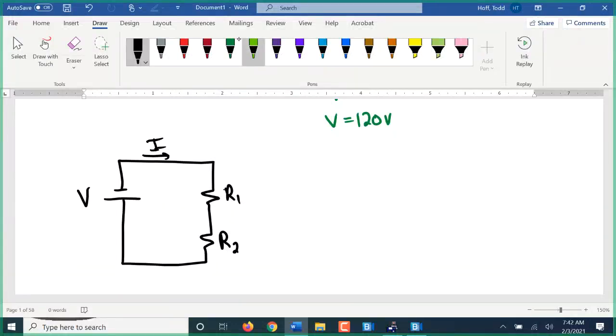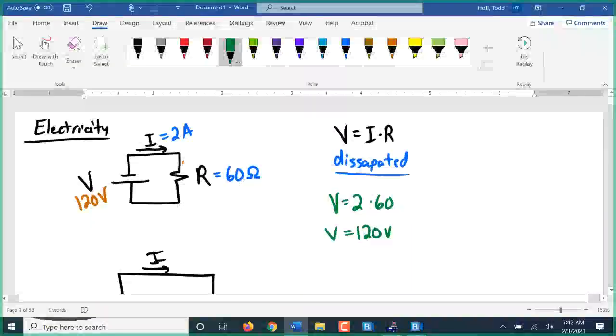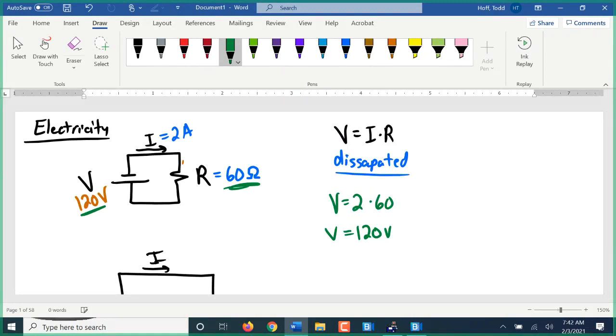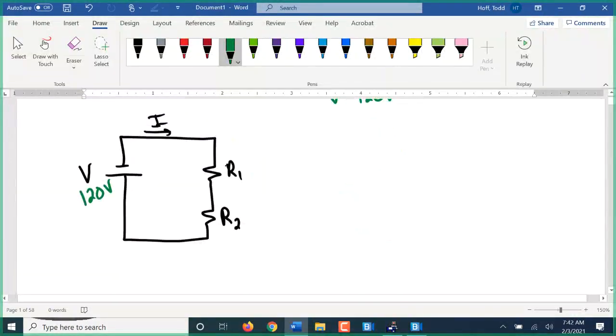Now let's just say that we have 120 volts here again. Up here, we could have found the current if we wanted to by doing the voltage divided by the resistance, working this formula backwards, solving the equation. Down here, however, we have 2 resistances. We have to have some way to combine them. Let's say that this resistance here is 10 ohms. This resistance here is 20 ohms.